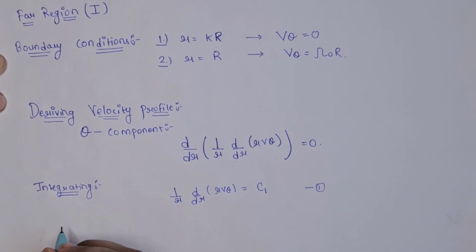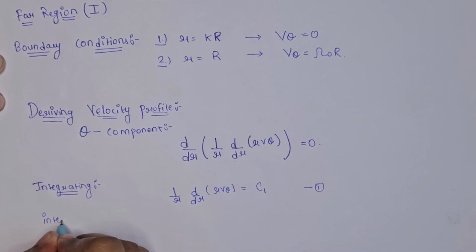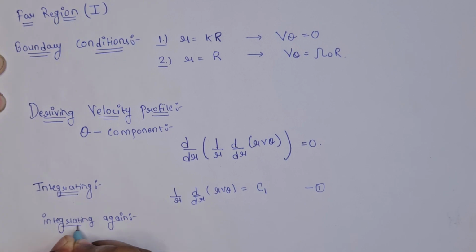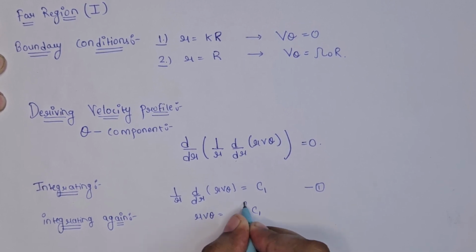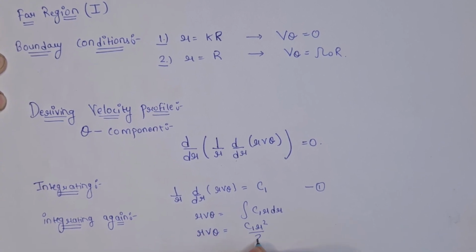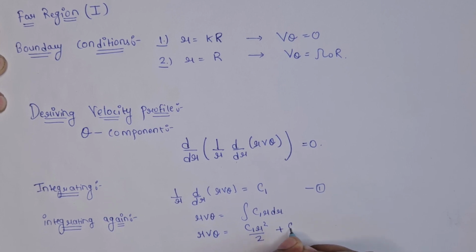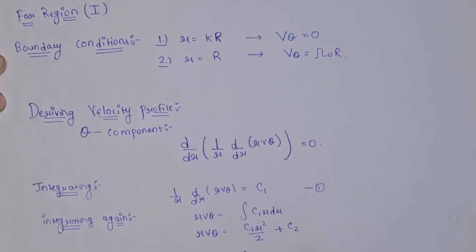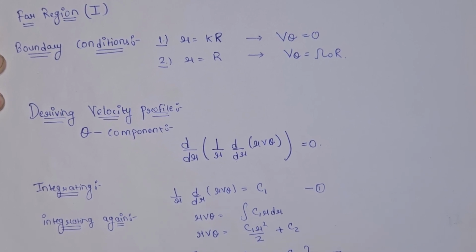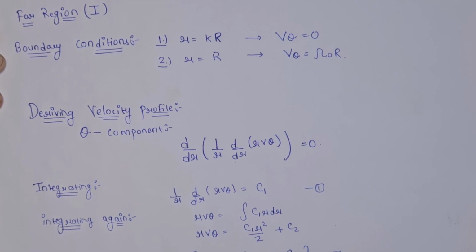And on further integration, we can see that r v theta is equal to the integral of c1 r dr, that is, r v theta is c1 r square by 2 plus c2, that is, v theta is equal to c1 r by 2 plus c2 by r. This is our velocity profile equation with the unknown constants. Now we have to find the values of c1 and c2 for this equation. So we will be using the boundary conditions.